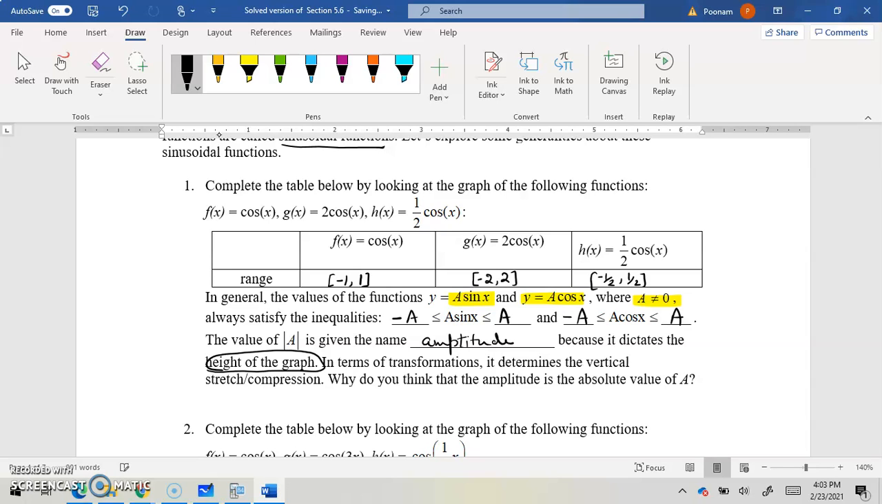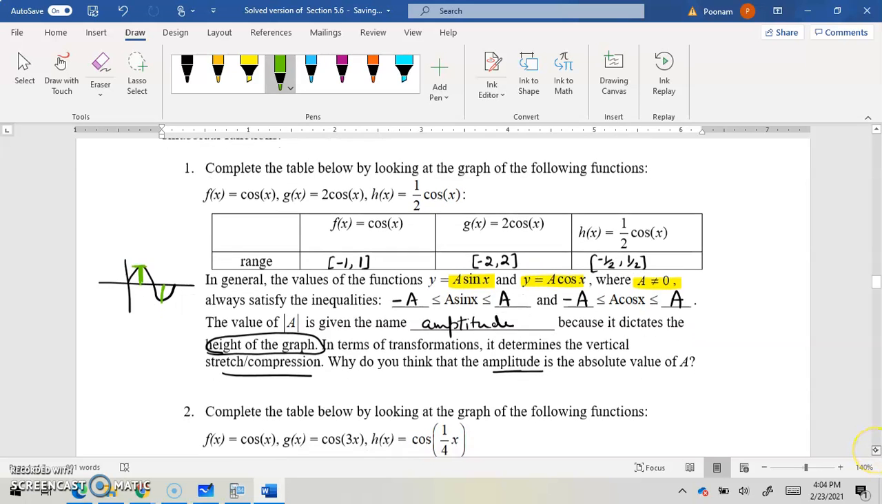In terms of transformation, it determines the vertical stretch and compression. Why do you think amplitude is the absolute value of a? Because say we have the sine curve, right? So the sine curve is this. The height of one high hill, or the depth of one valley, is 1. So the absolute value, right? So we have the amplitude is the absolute value of a.